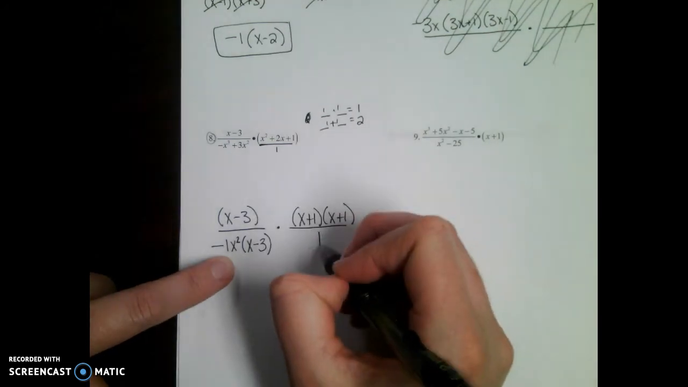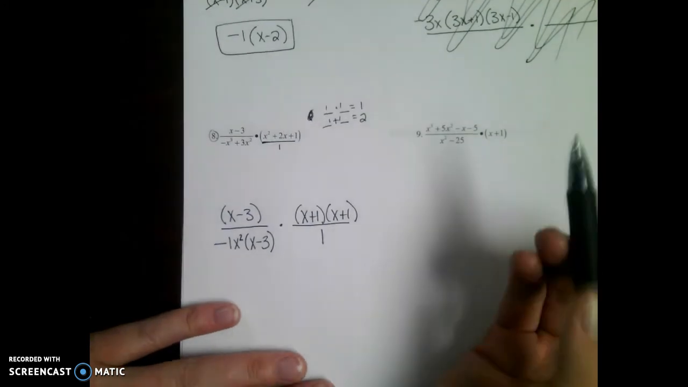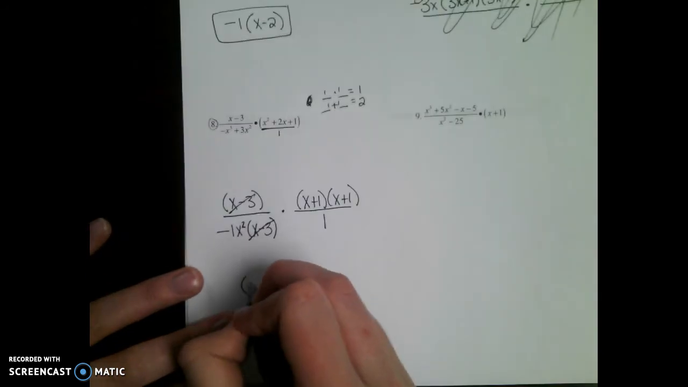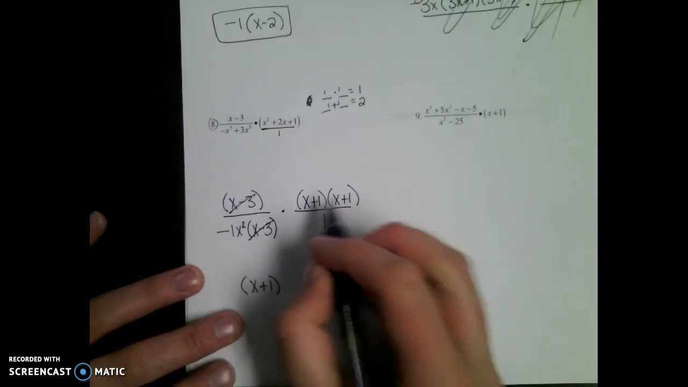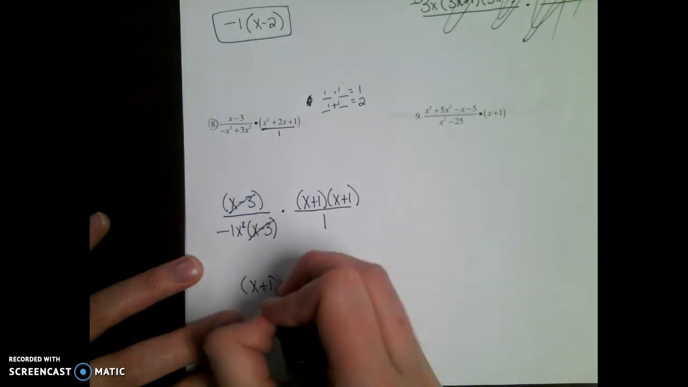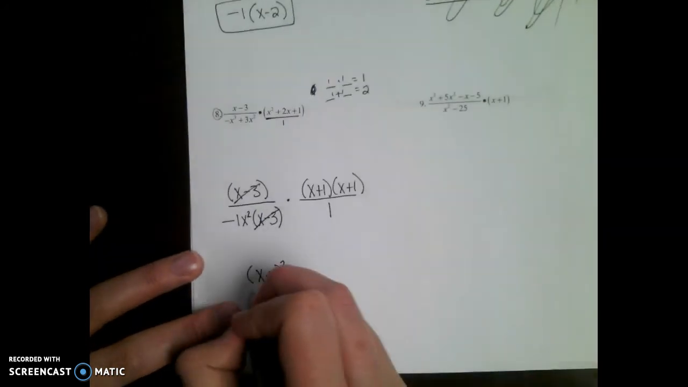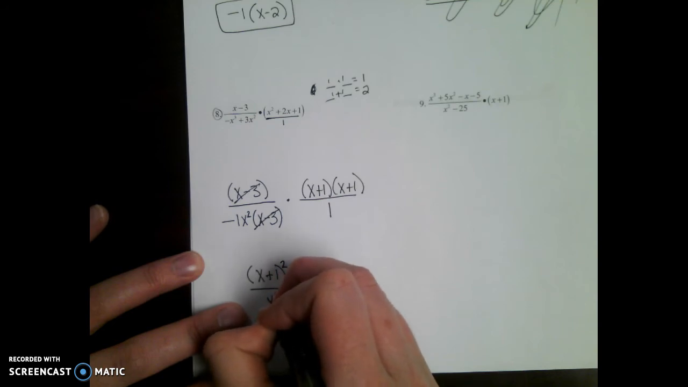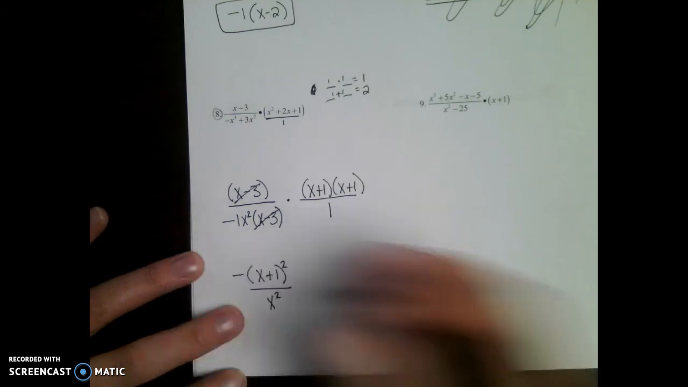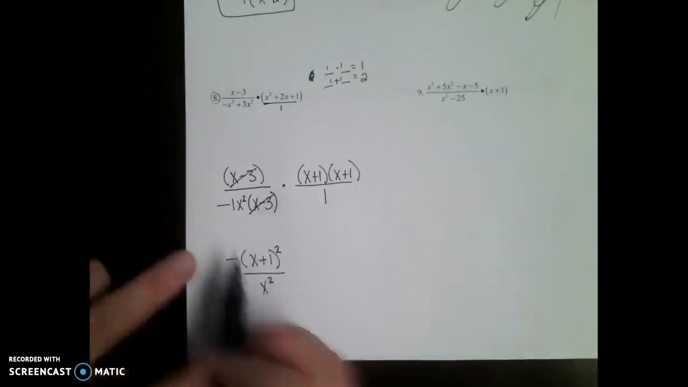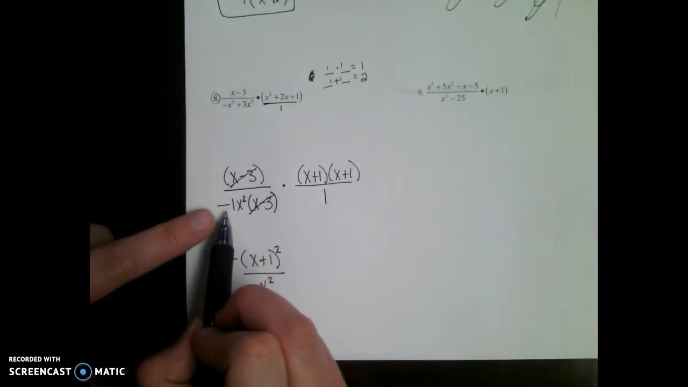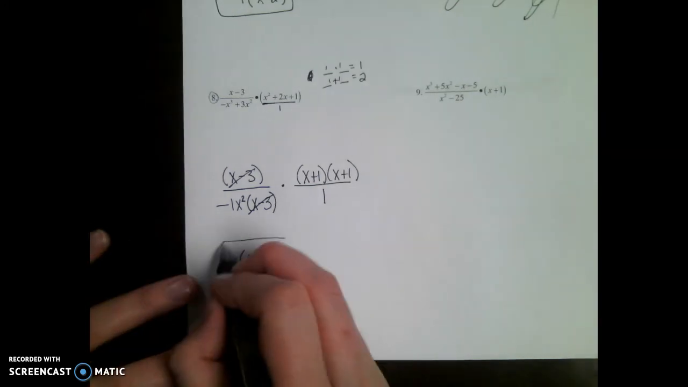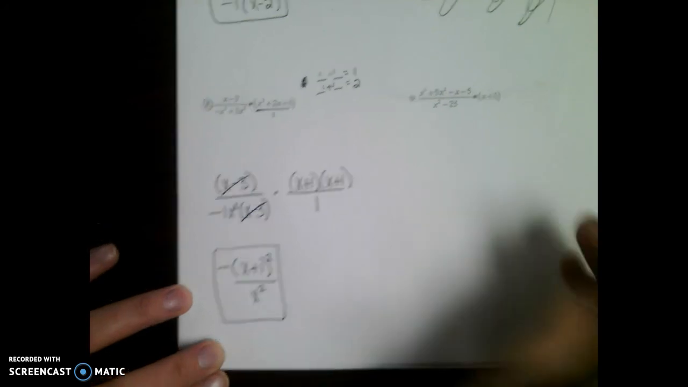And then over here, we've got a 1. So what cancels? Just the x minus 3. And our final answer is x plus 1. See how there's 2 of them? That would be squared over negative x squared. Here's the weird thing. The negative should go on the top. Anytime there's a negative, it doesn't really matter if it's on the top, on the bottom, or in front, but it's just best to put it on top. So that would be your final correct answer.